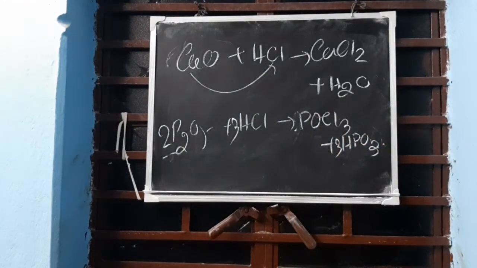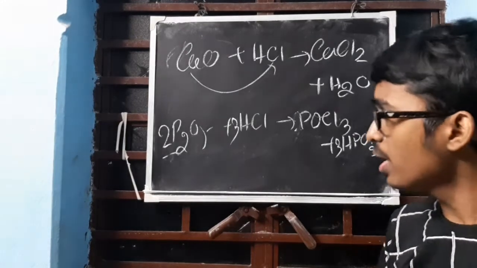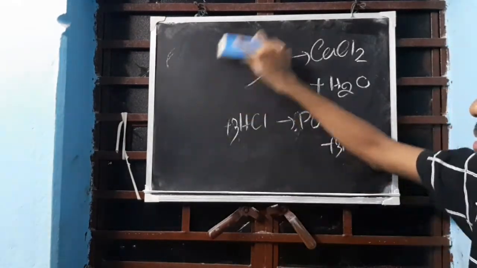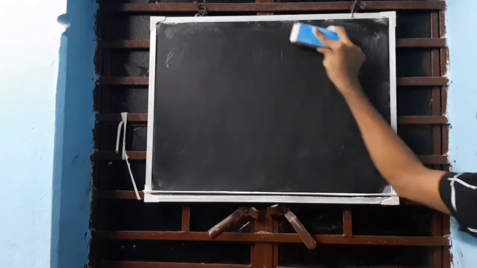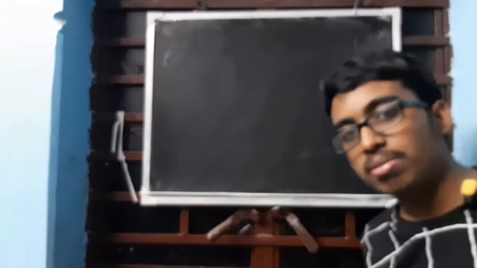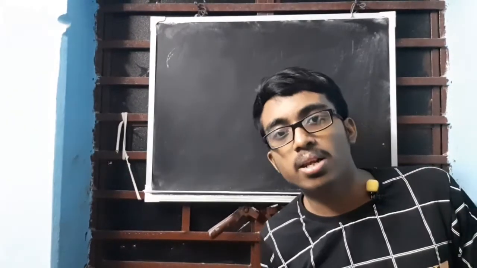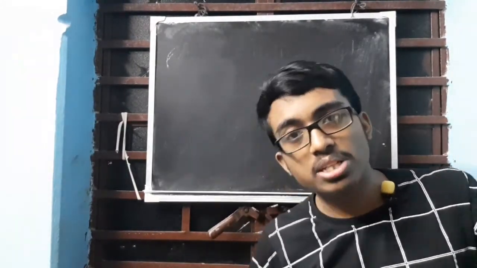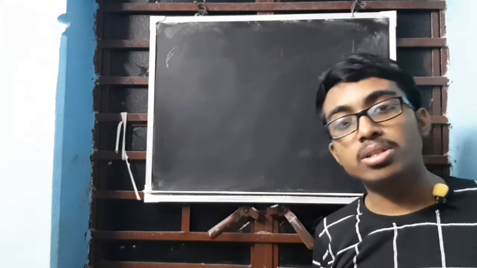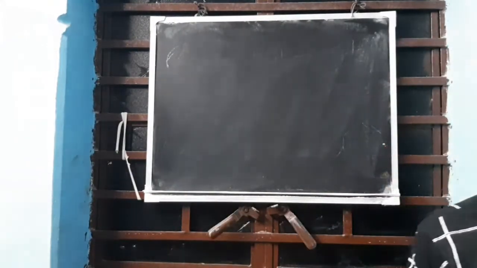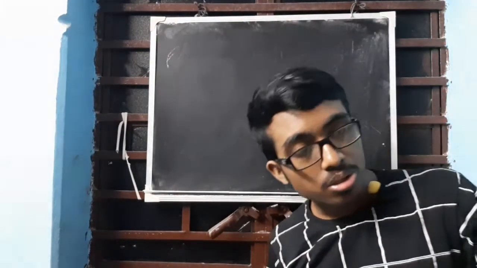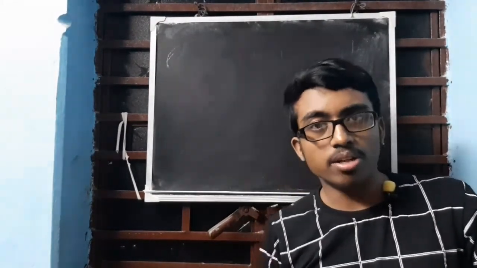Okay. Next, in the preparation of HCl, we are using NaCl. We have so many salts known in the world, and we are using NaCl. This is very simple. NaCl can be found anywhere, very cheap. You go to a seashore, there also you will get NaCl. So it's a cheap one. Clear?